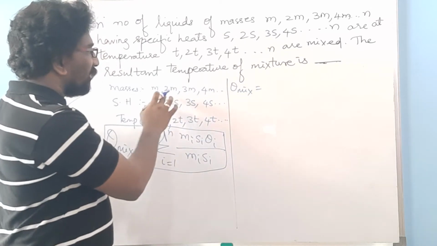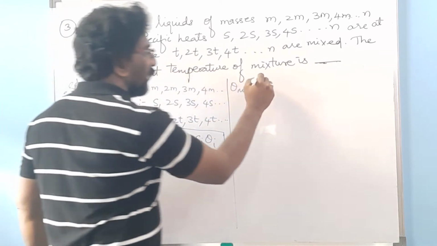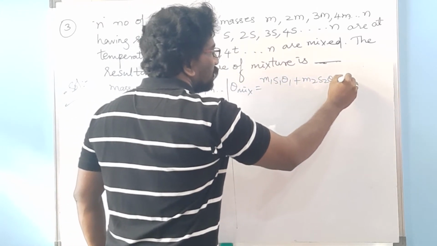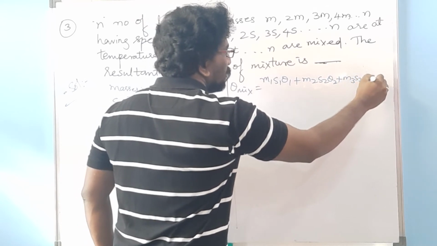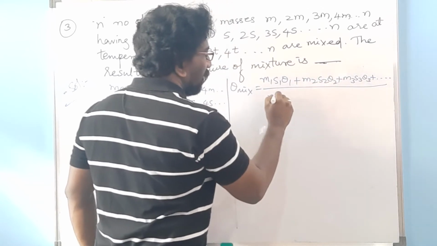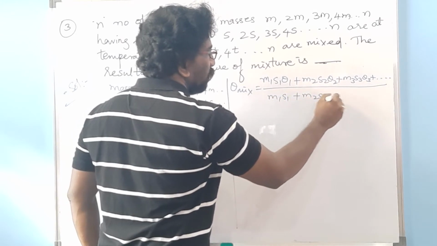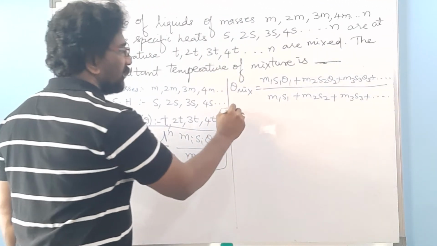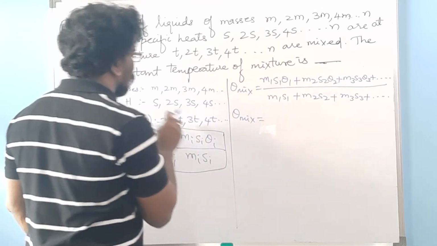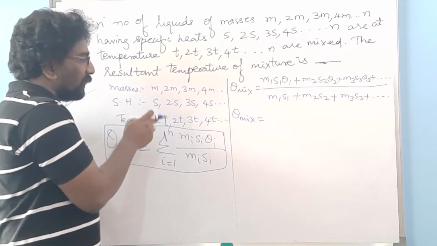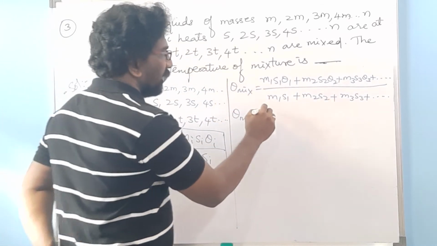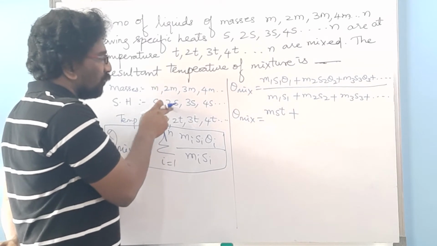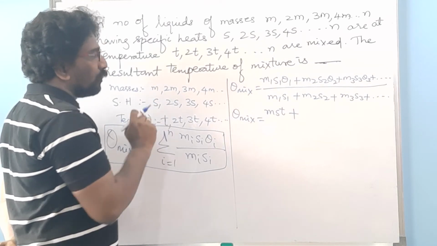So I'll write it as m1 s1 theta 1 plus m2 s2 theta 2 plus m3 s3 theta 3 plus so on, divided by m1 s1 plus m2 s2 plus m3 s3 plus so on. For this one, theta mix is equal to, what is m1 in your case here? m1 equal to m, s1 equal to s, theta 1 equal to t. So now write down the value m s t plus, what is m2? m2 is equal to 2m, s2 equal to 2s, theta 2 is equal to 2t.